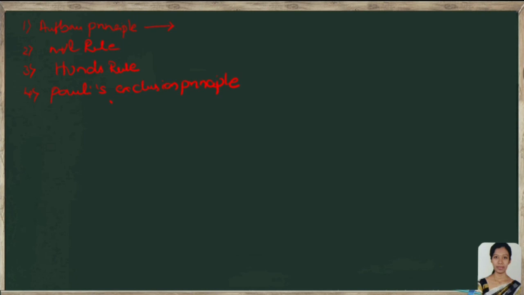Aufbau principle says that the filling of electron must be from lower energy level to higher energy level. In order to find out the energy of different orbitals, we will apply N plus L rule, where N is the principal quantum number, L is the azimuthal or subsidiary quantum number. The next one is Hund's rule.